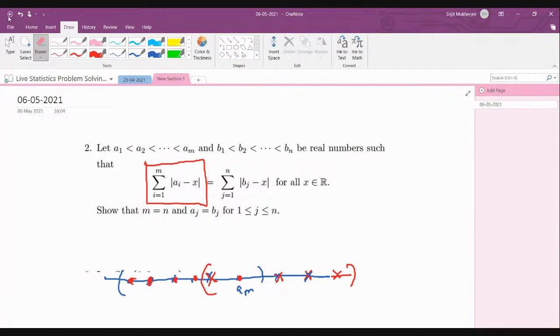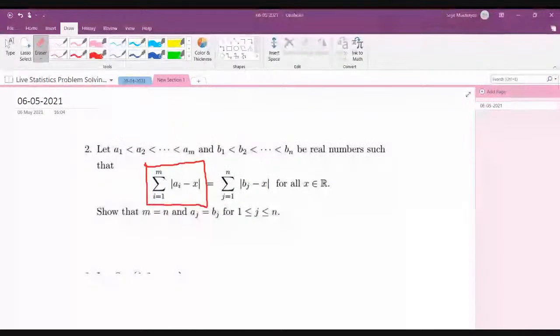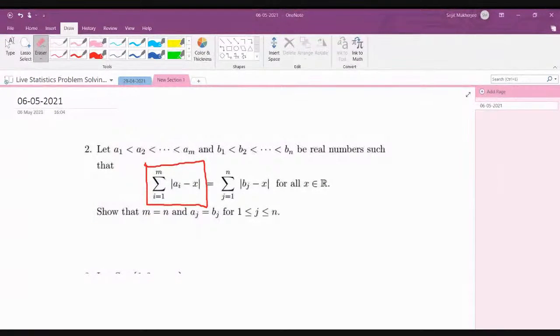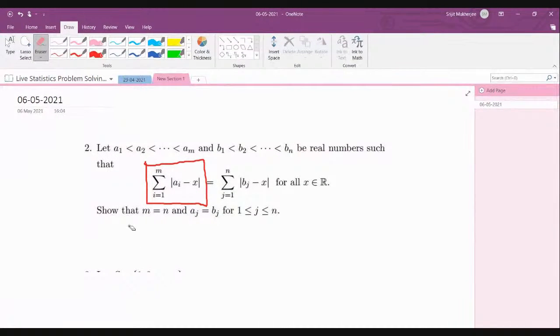So let's see how we can take the median. What is the property? If I put x equal to the median, what happens? Tell me, guys. It becomes the minimum value. Lovely. So what is the result?